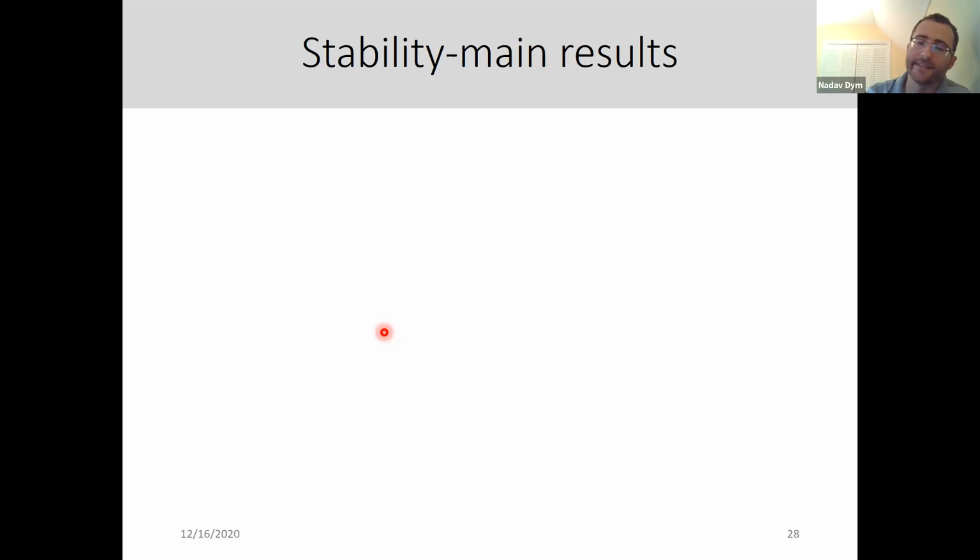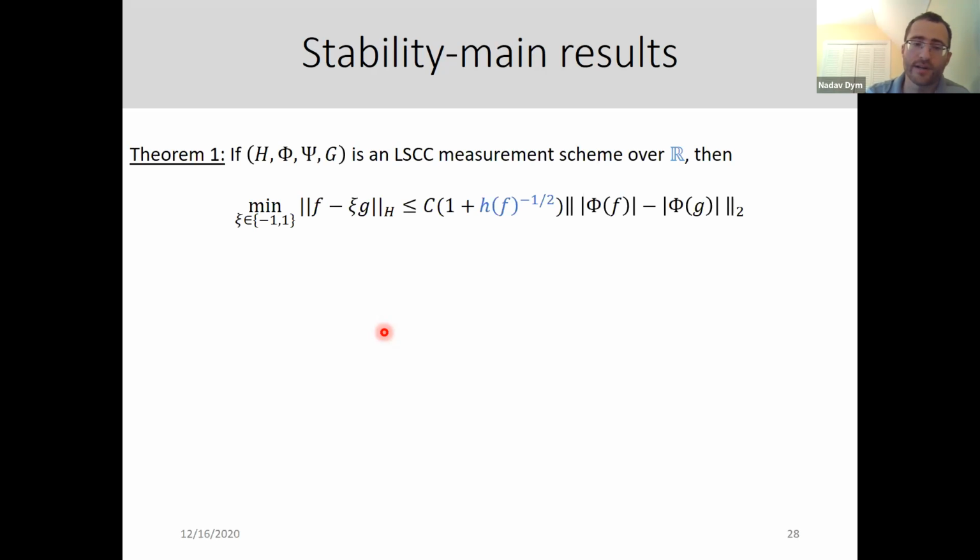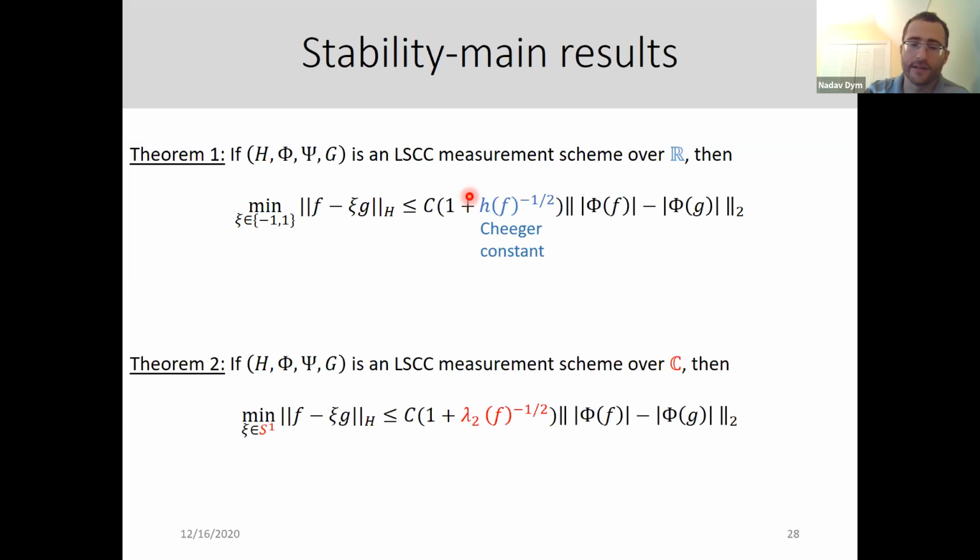Okay, and here are our results, which I sort of mentioned before. If you have a measurement scheme over the reals, then you have this kind of stability constant, where H of F is the Cheeger constant. And if you have a measurement scheme over the complex numbers, then you have a similar inequality, but where the constant, instead of the Cheeger constant, is the algebraic connectivity, the second eigenvalue of the Laplacian. Okay, so those are the results.